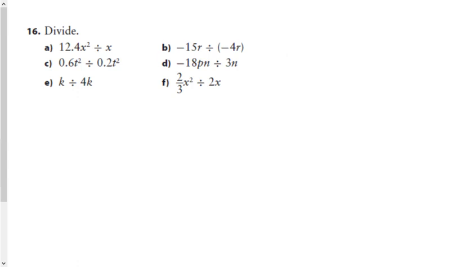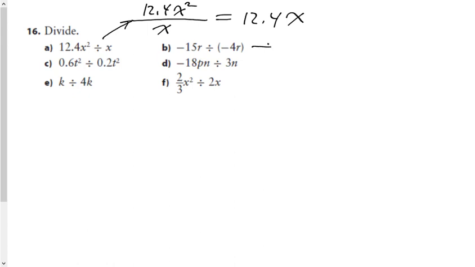Question 16. Do we have to do this one? Yeah. Don't forget that this question is probably a heck of a lot easier if we write it out like this, right? Since they're the same thing. Coefficients divided by a coefficient that doesn't exist will just be 12.4. An x squared divided by an x will just be an x. So you get it like that.